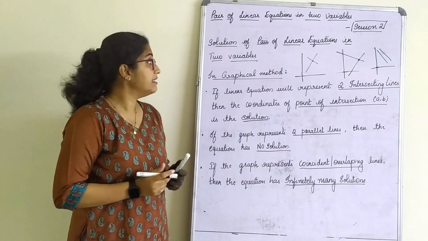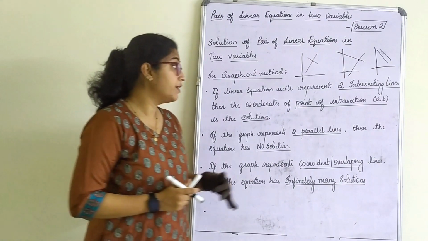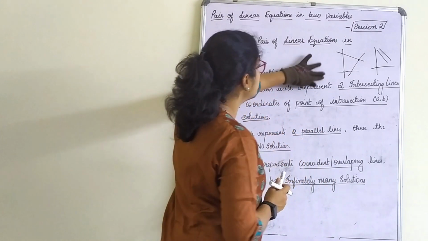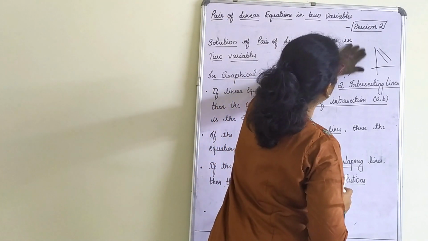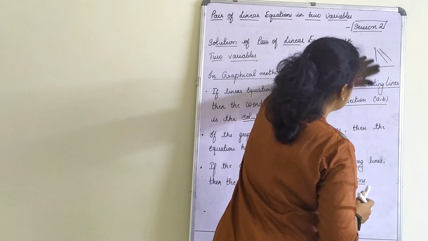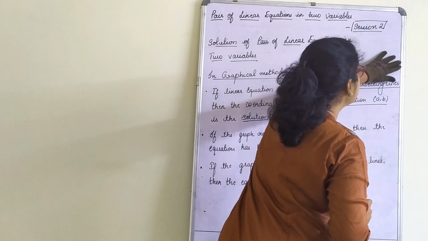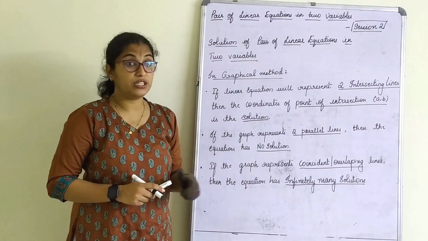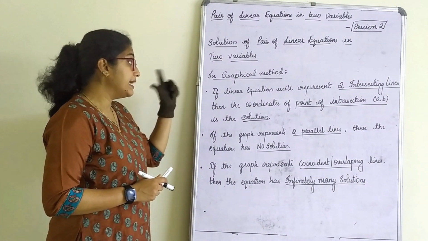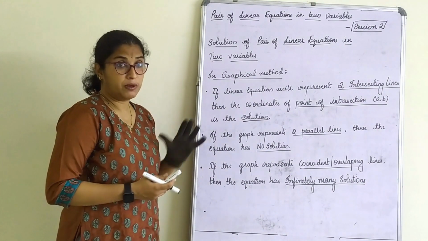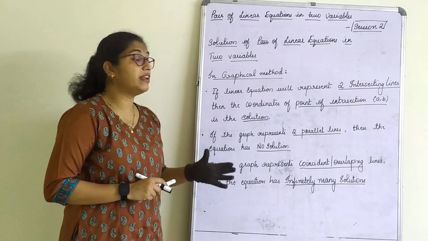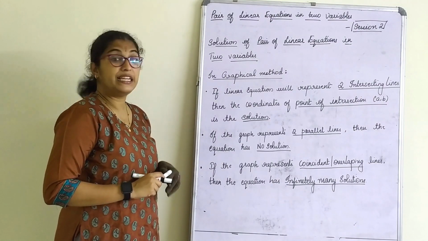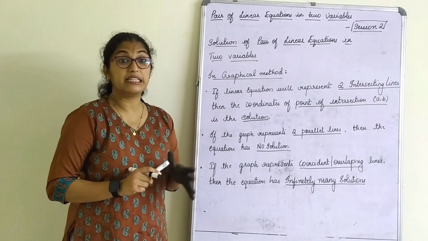Now in today's class we will understand the solution to the pair of linear equations. That means how do you interpret or find the solution of the linear equations depending on the graphical representation. So let us understand that. Basically we have three types of solution when we represent this equation graphically. If the linear equations represent two intersecting lines, then the coordinates of the point of intersection is the given solution.